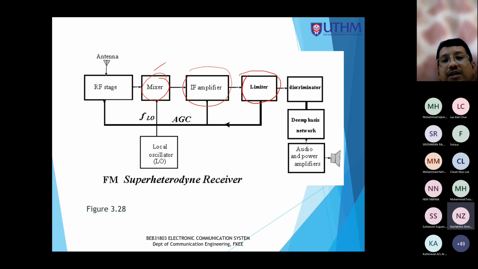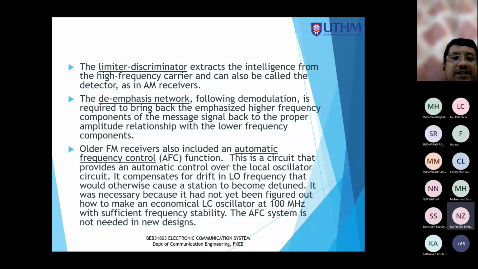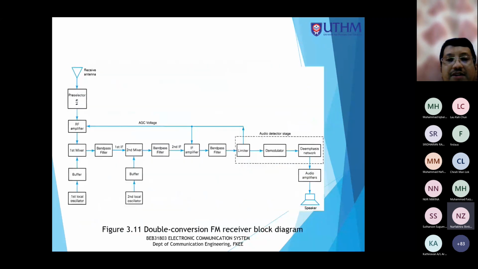The limiter will limit in terms of voltage, and then here we have a discriminator, and then de-emphasis networks, and then to the output. Okay, so what is the limiter, discriminator? It has been explained here. And also de-emphasis networks, similar to the AM that we have learned previously.